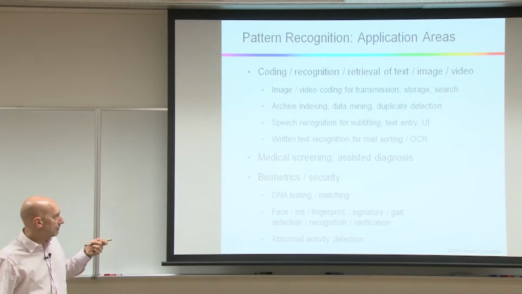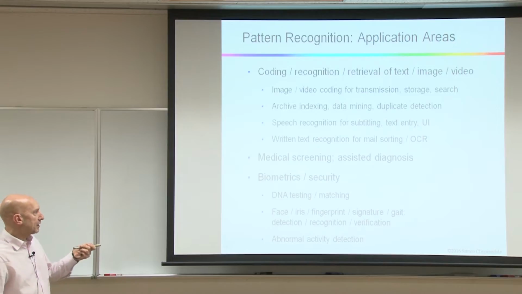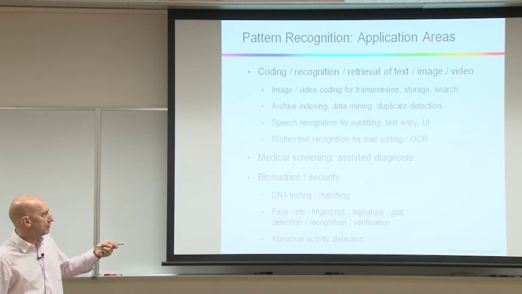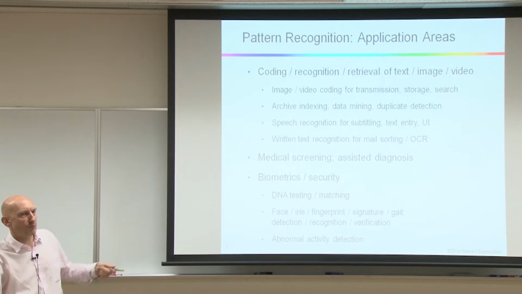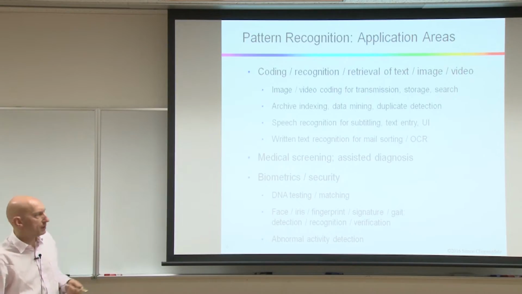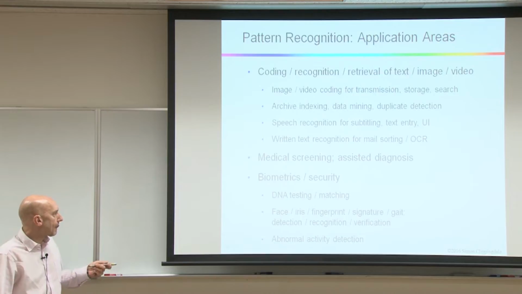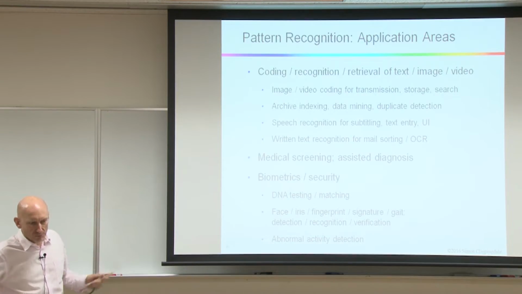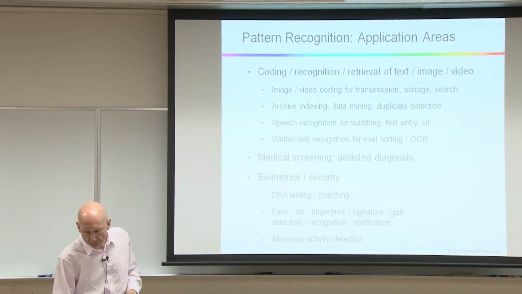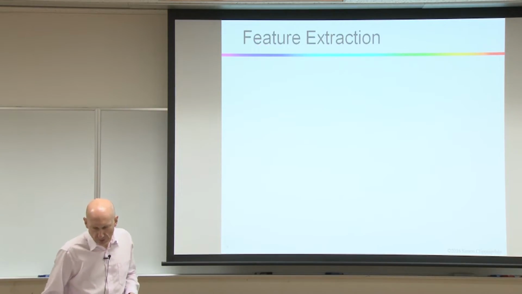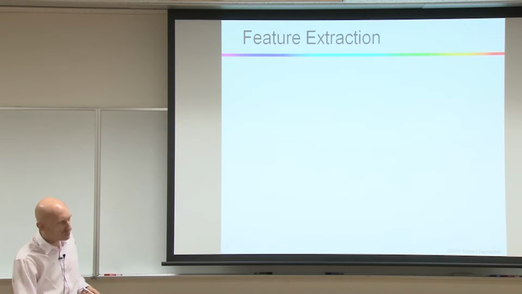DNA testing and matching, face and iris and fingerprint and signature and gait and everything else, detection and recognition and verification. These are related but different tasks, and I'll say a bit about what the differences are later on. And abnormal activity detection, like people putting bags down and walking off at the airport. So those are some typical example applications.